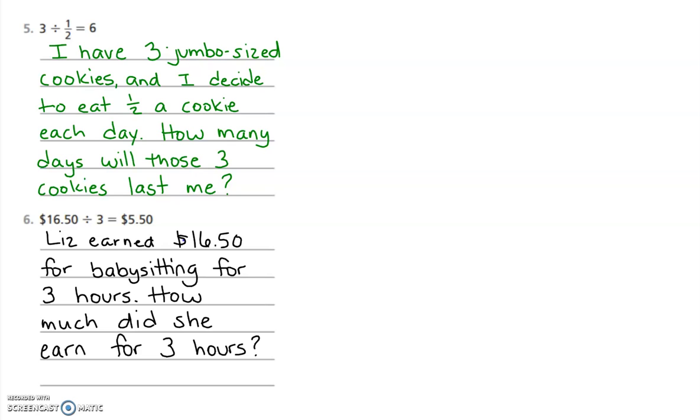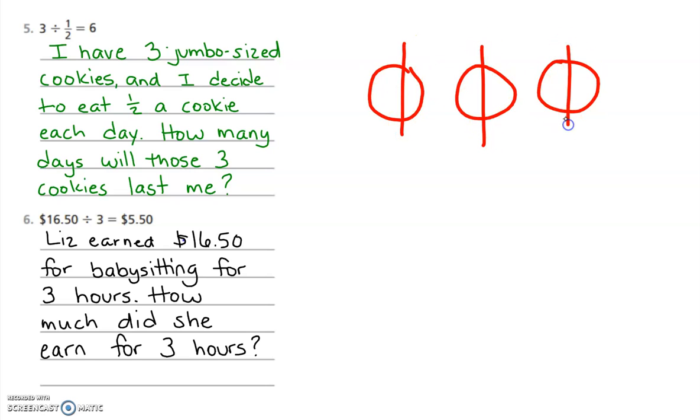having cookies. So it says I have 3 jumbo-sized cookies, and I decide to eat half a cookie each day. So that means these are my 3 jumbo-sized cookies. I decide to eat half a day, and then it says how many days will those 3 cookies last me. So that's 1, 2, 3, 4, 5, 6. So those would be your 6 days of cookies.